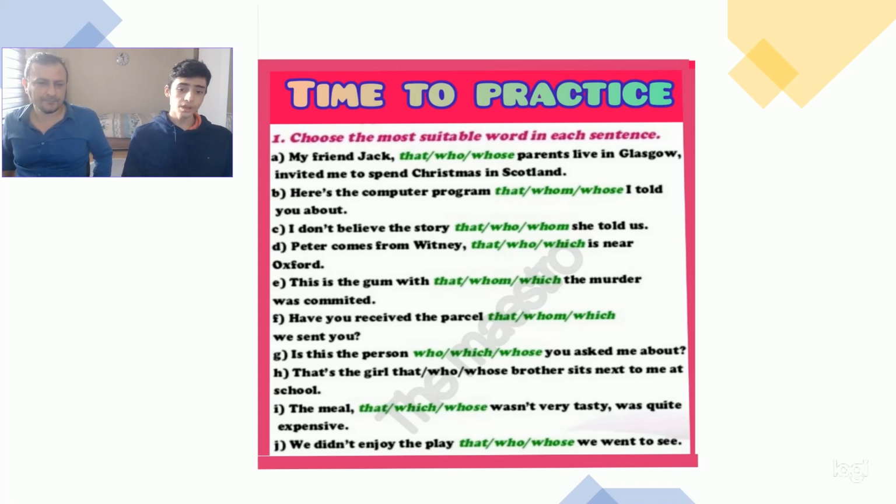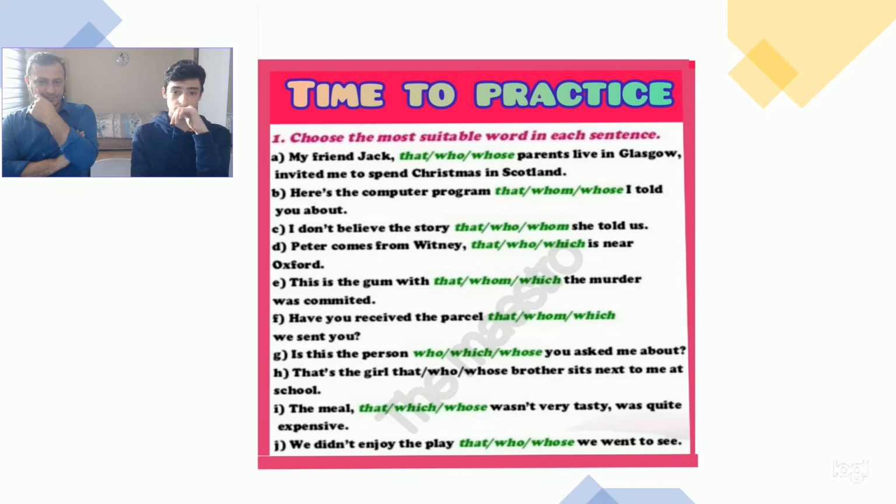Next one. Peter comes from Whitney, blah blah, is near Oxford. Peter comes from Whitney, which is a place. But no. It says Peter comes from Whitney, blah blah is near Oxford. Yeah. I think it's not a place. It's talking about Whitney. No, I think it's talking about Peter, because it says Peter comes from Whitney. No, you can.